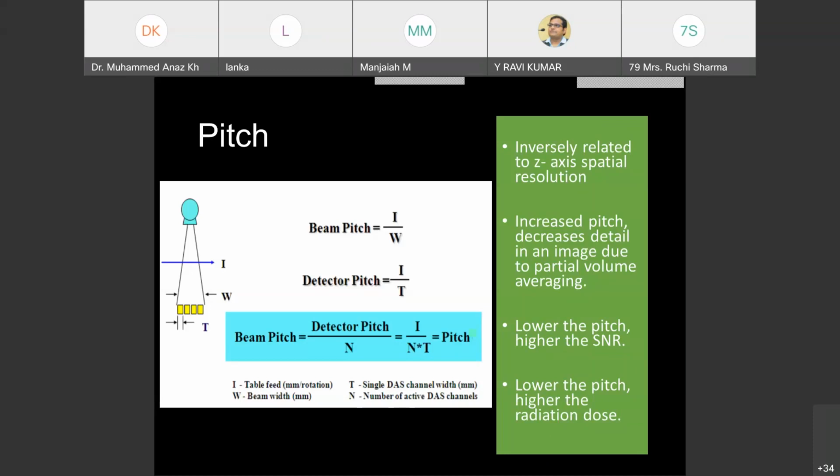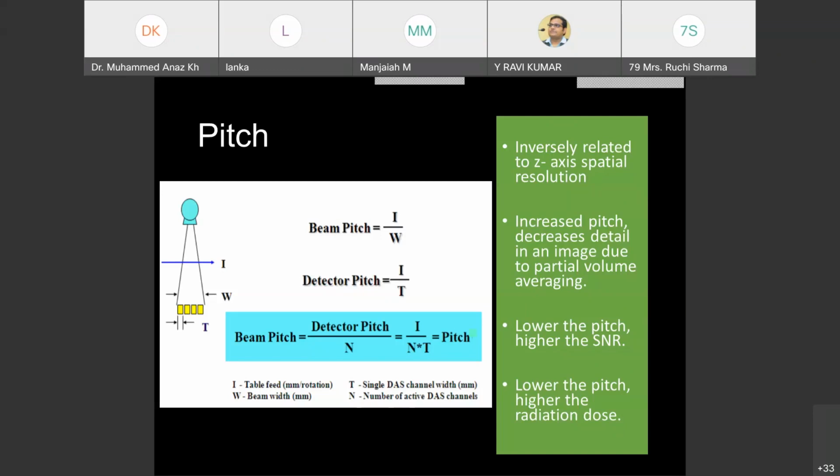Then we have another thing, pitch. It is inversely related to z-axis spatial resolution. Increased pitch decreases detail in an image due to partial volume averaging. Lower the pitch, higher the signal to noise ratio. But lower the pitch, higher the radiation dose. That means you are putting the patient at a bit of risk with the higher radiation, so you should consider the patient's interest also.